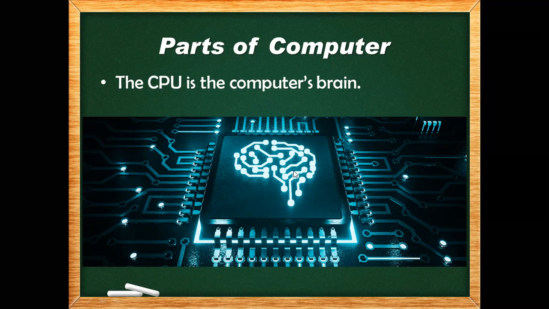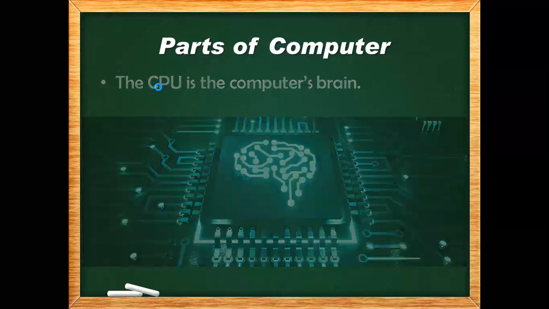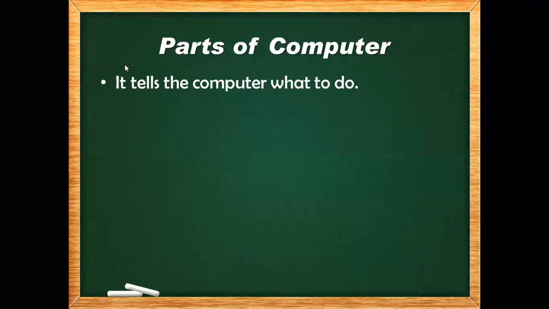Okay. So in the same way, the CPU is the computer's brain. Everything is stored in the computer. The CPU can think with its brain. The CPU is the brain of the computer. So the computer can think from its CPU. Whatever they have to do, they do with the help of the CPU. Whatever we say to the computer, the CPU will do the work for us. It tells the computer what to do.